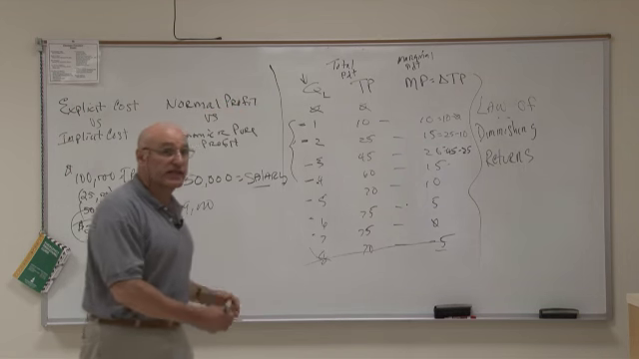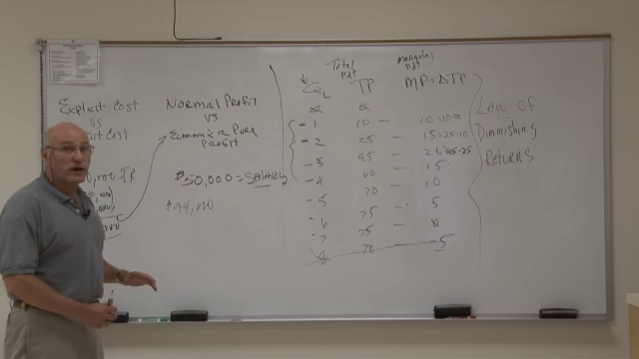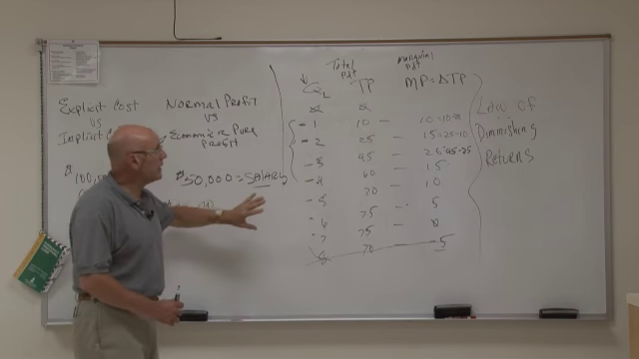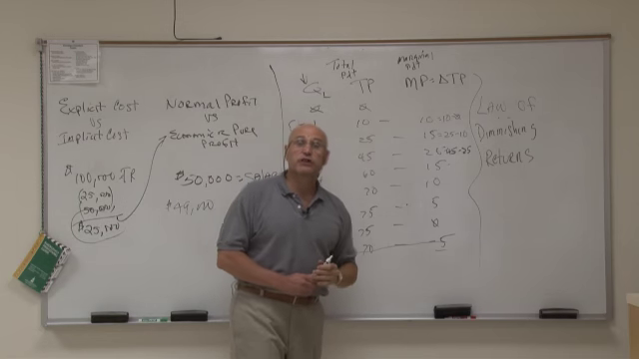So this sets the stage for cost of production with our explicit and implicit cost, normal and economic profit, and our law of diminishing returns.